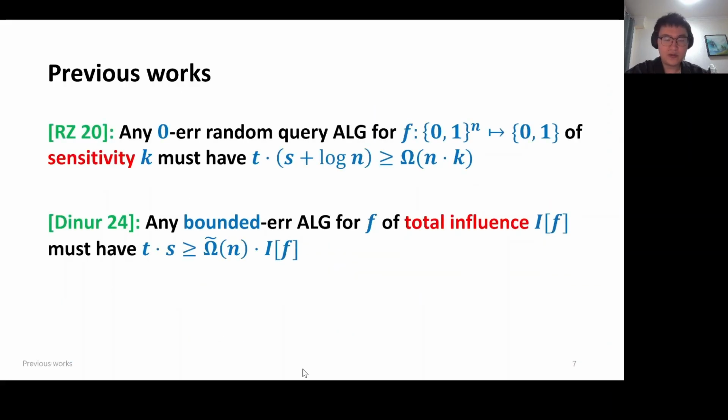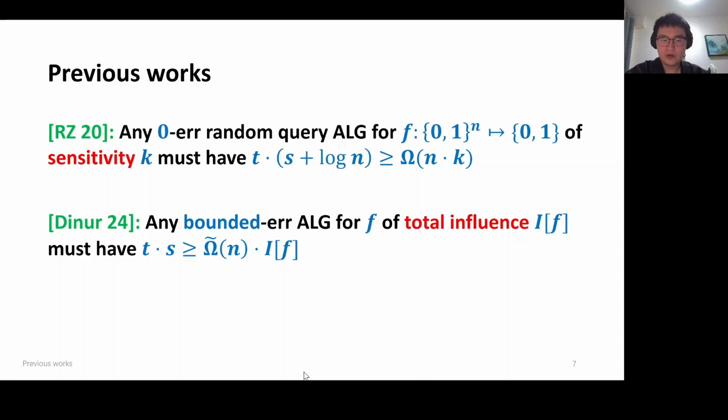So here are previous results on time-space lower bounds in the random query model. In Raz and Zhang 2020, they showed that any zero-error random query algorithm for computing a Boolean function of sensitivity k must have a time-space trade-off of at least n times k. Later on, Dinur showed that any bounded-error algorithm for Boolean functions requires a time-space trade-off of Omega of n times I, where I is the total influence.